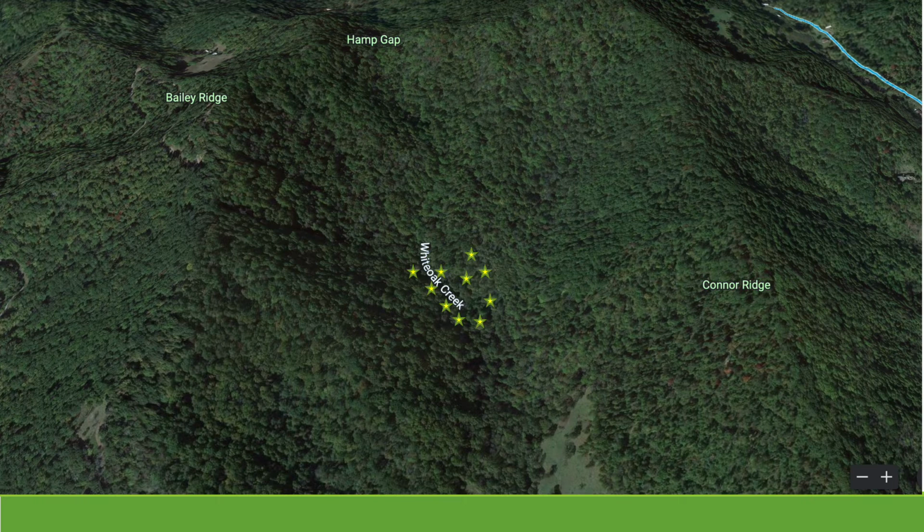This slide shows an overview map of the backside of Bailey Mountain Preserve. On this side, White Oak Creek is located, which is my other site that I am doing research at. Where I'm circling in yellow is where my sites are located along the creek.